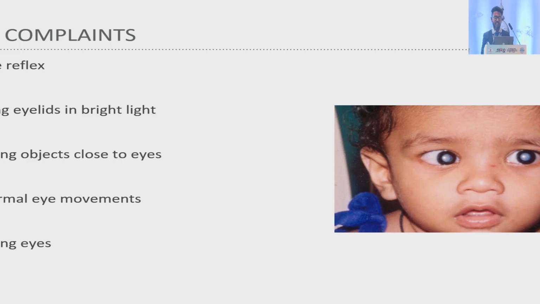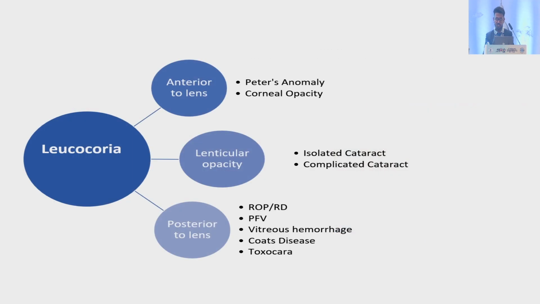If a patient's chief complaint is the presence of a white reflex, we have to rule out other major differentials as well. So looking at the anatomical location of the leukocoria, we can have things anterior to the lens, which include a corneal opacity or Peters anomaly. Then we can have lenticular opacities themselves. And finally, posterior segment anomalies, like a retinal detachment, a vitreous hemorrhage, Coats disease, toxocara, or persistent fetal vasculature.